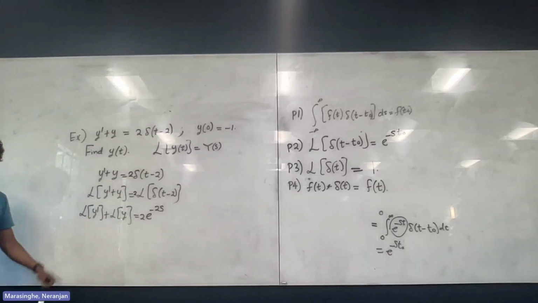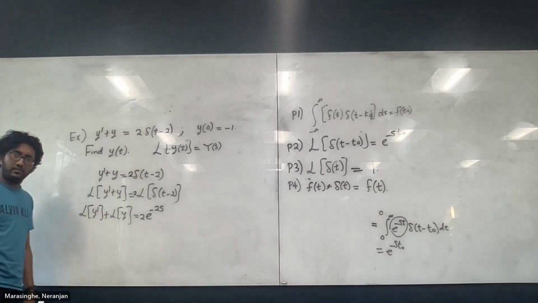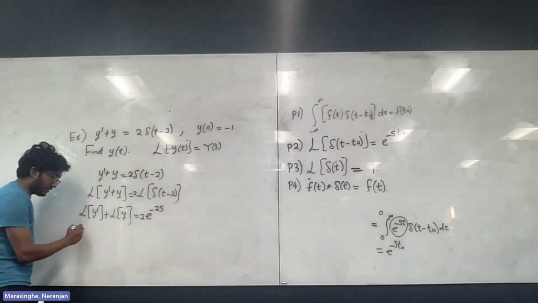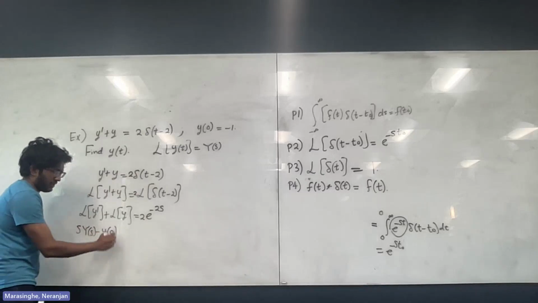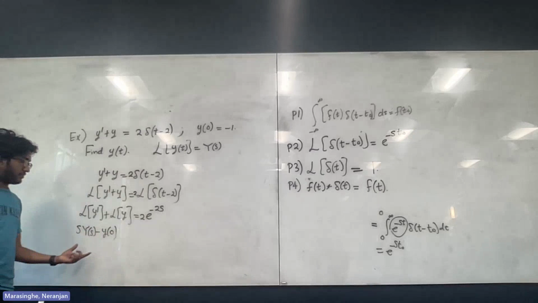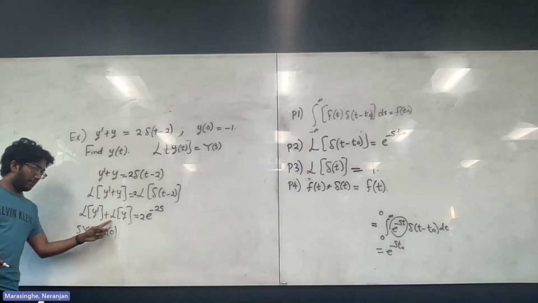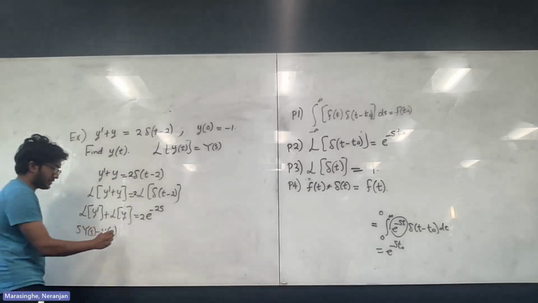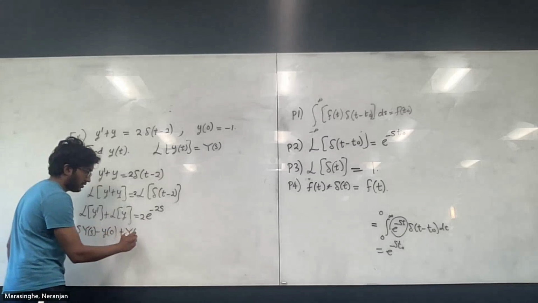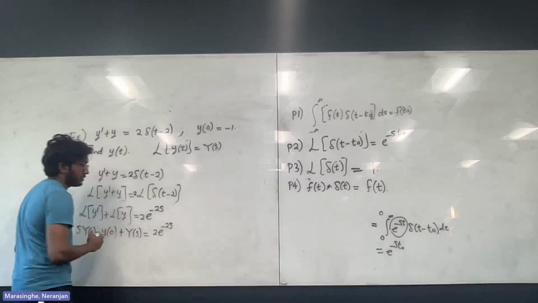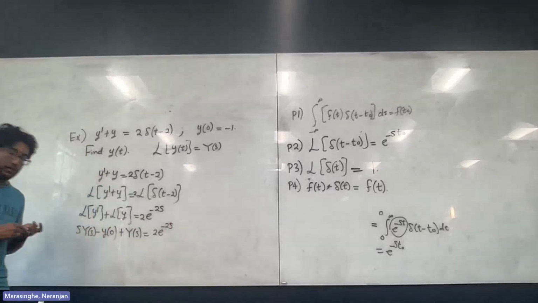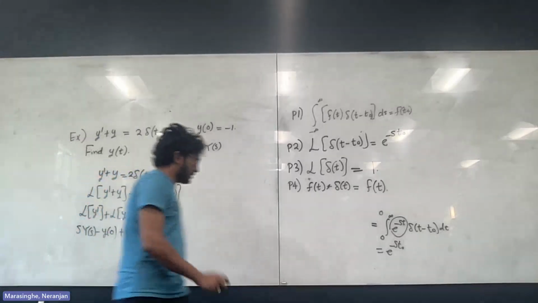Now, what is the Laplace of y'? It is equal to sY(s) - y(0). We derived this formula, right? And what is the Laplace of y? That is Y(s). Is equal to 2 times e to the minus 2s. Okay? Can you try to solve for Y(s)?